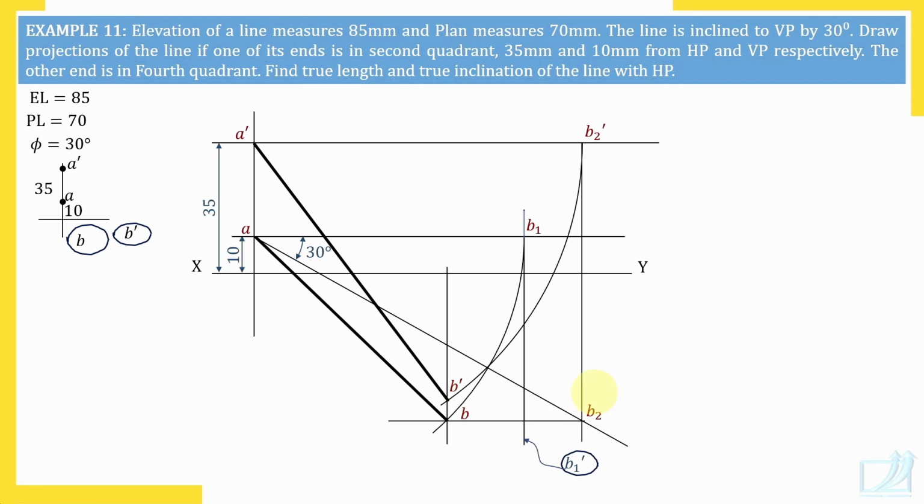Now through B dash draw horizontal line. When you use compass you get a new point. In this case it is B dash. Through B dash draw horizontal line. B dash and B1 dash lie on the same horizontal line. So this point is B1 dash. Join A dash B1 dash, that is true length.